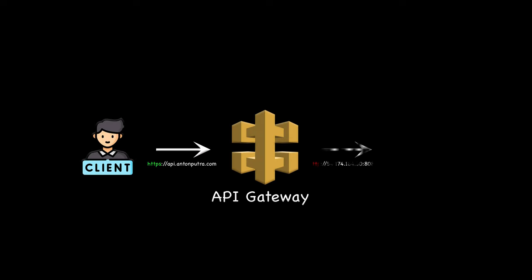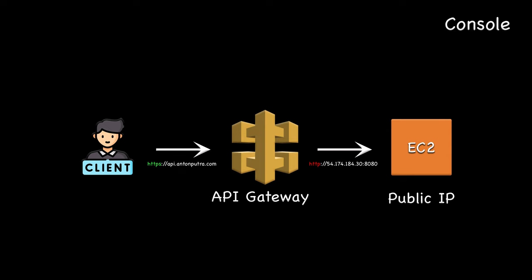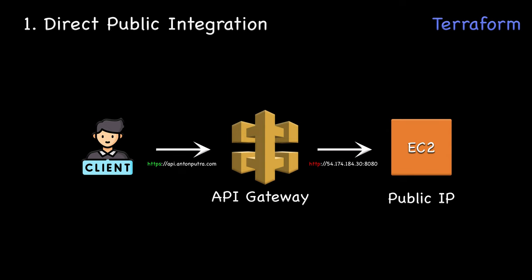In this video, I'll show you how to integrate AWS API Gateway with EC2 instances using AWS Console and Terraform. In the first example, we will use direct public integration. We will create AWS API Gateway and EC2 instance that will have a public IP address.